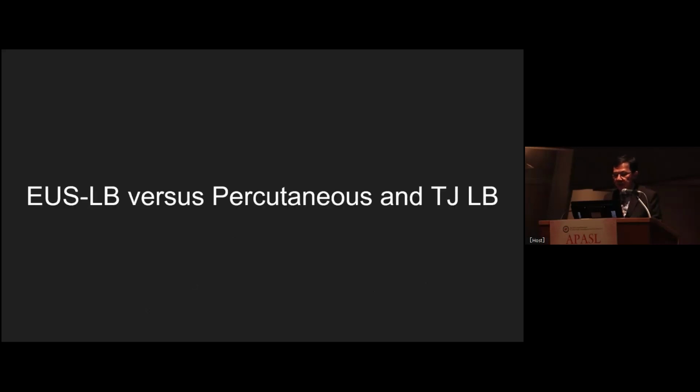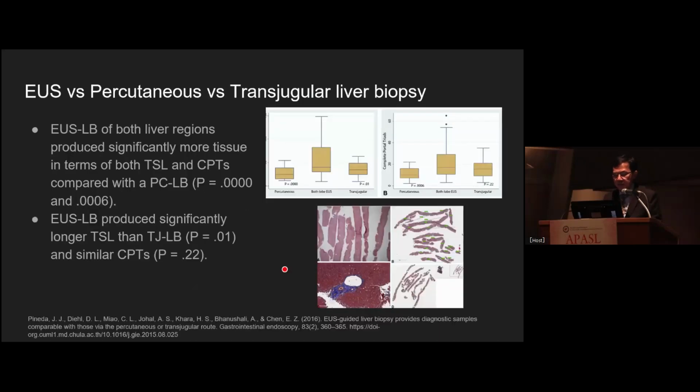So look at EUS liver biopsy versus percutaneous and transjugular liver biopsy. In 2016, in one study, EUS guided liver biopsy from both liver lobes provided significantly more tissue in terms of TSL and CPT compared with percutaneous liver biopsy, and longer specimen length than transjugular liver biopsy, but similar complete portal tract. But this is the result of only one study.